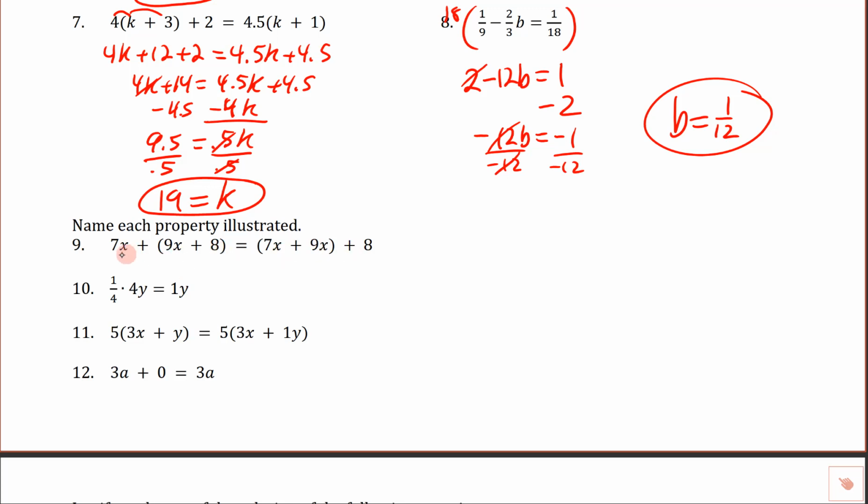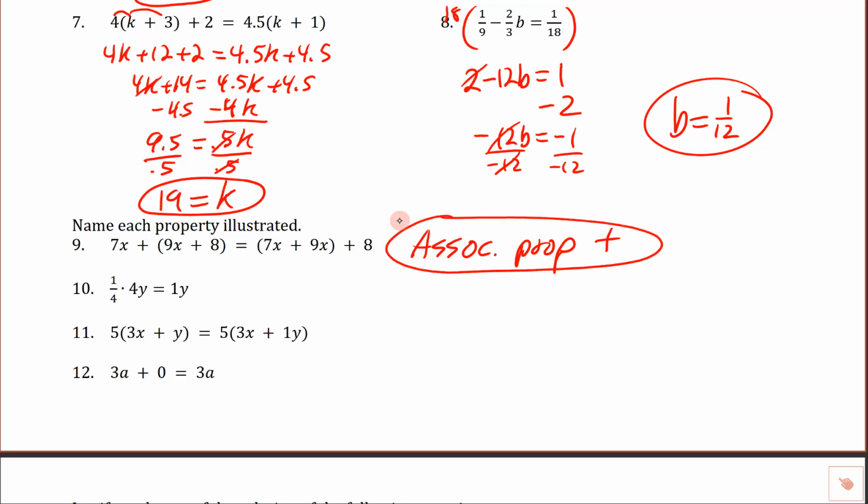On this side, we have 7x plus, in parentheses, 9x plus 8. And then on this one, the parentheses have switched so that they're around the 7x and the 9x, so we could collect like terms and that sort of thing. This is the associative property of addition. So I'm going to write associative prop, and then addition, so everybody knows that we're talking about the associative property of addition. There is an associative property of multiplication also, so keep that in mind. I'm going to circle that, so there's our answer there.